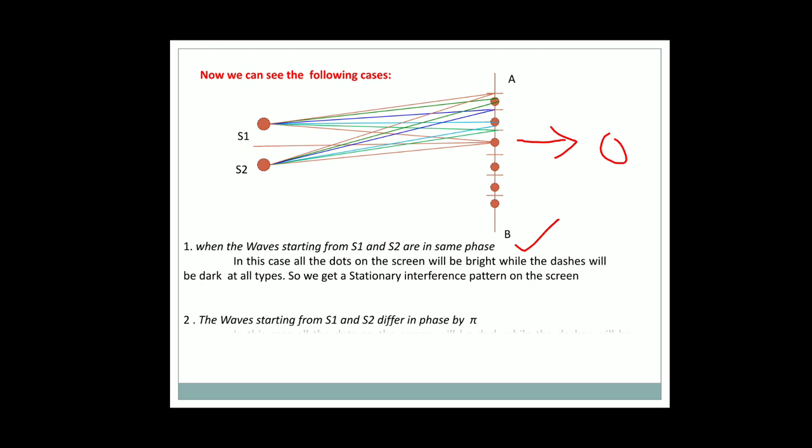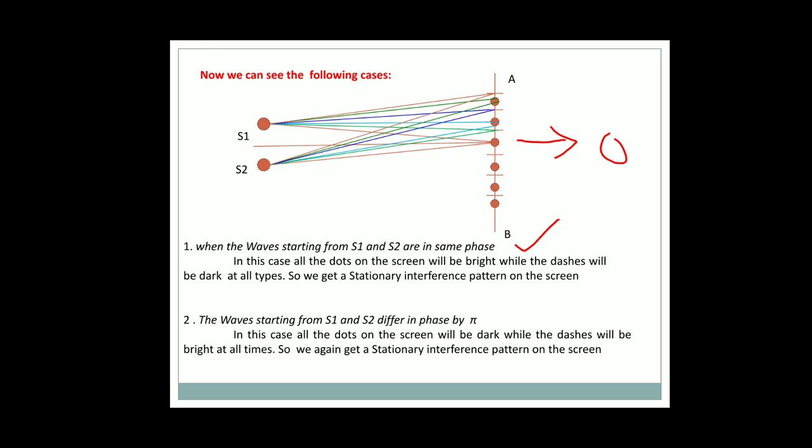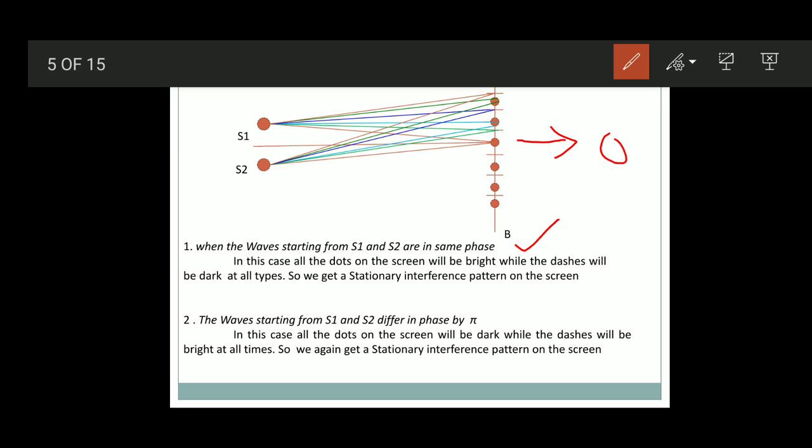In the second case, when the two waves starting from S1 and S2 have a phase difference of pi radian, that is a path difference of lambda by 2, all the dots show dark fringes and all the dashes show bright fringes. So the waves starting from S1 and S2 differ in phase by pi radian. In this case, all the dots on the screen will be dark while the dashes will be bright at all times. So we get a stationary interference pattern on the screen.